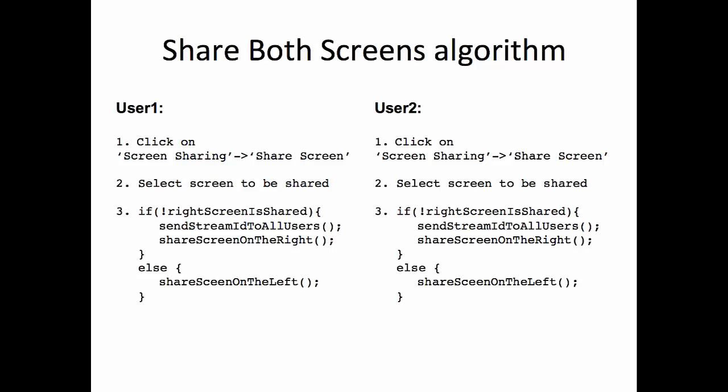In this case, let's say nobody is sharing the screen, so this screen is going to be shared on the right, which is going to make user one the presenter for the video conference. Then user two will click on screen sharing, share a screen, and will also select the screen he or she would like to share. The system would again check if the right screen is being shared or not. In this case, it is being shared by user one, so it will go to the else statement and it will automatically share the screen on the left.